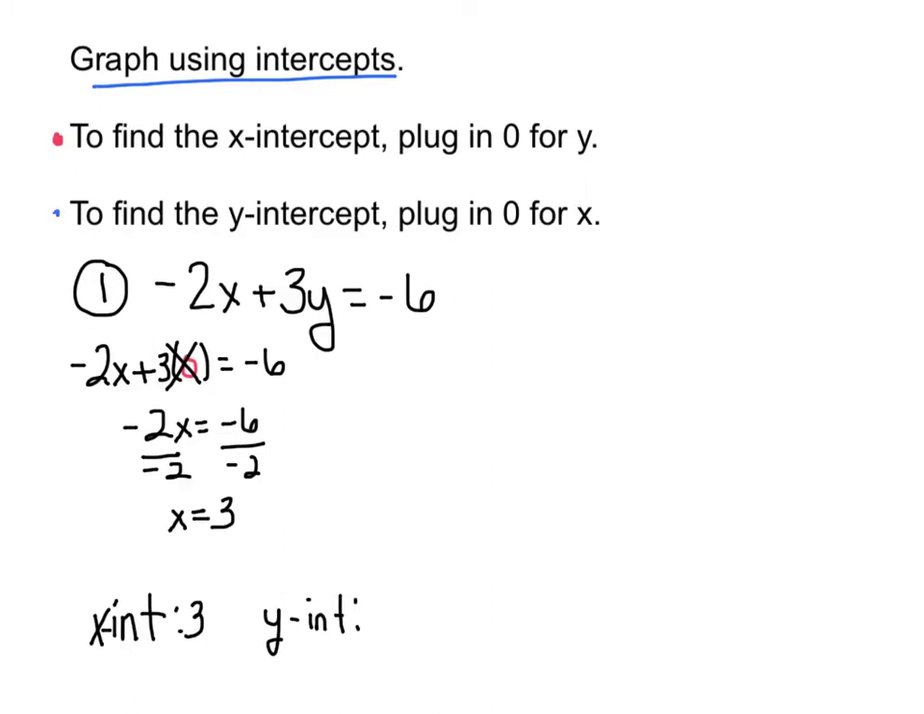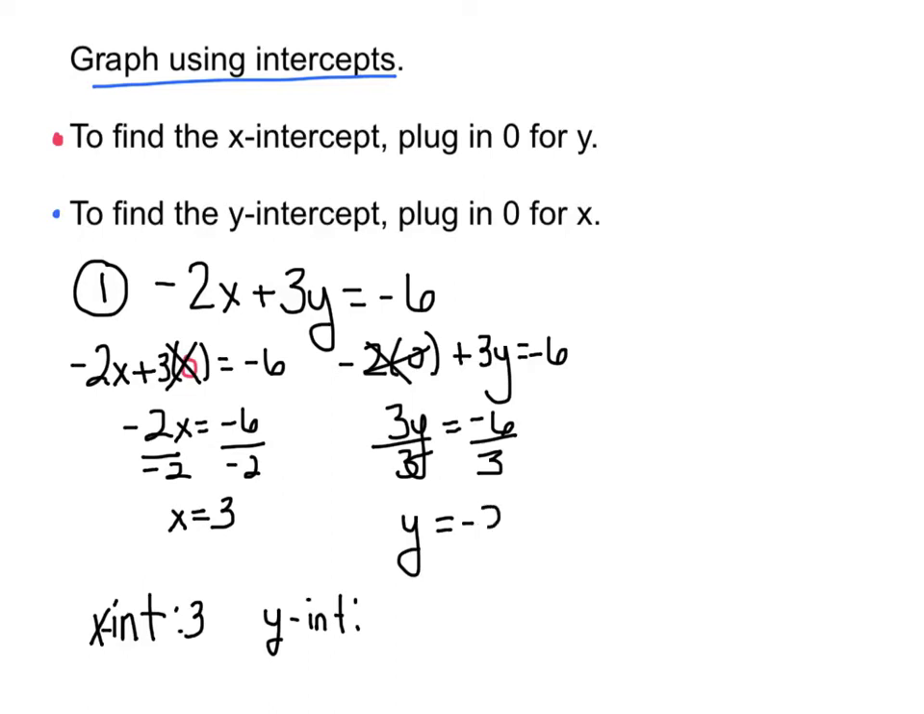Now the second bullet says to find the y-intercept, plug in 0 for x. So now I take my equation and I plug in 0 for x. Once again, negative 2 times 0, that's gone. So my equation is just 3y equals negative 6. Divide by 3, y equals negative 2. So what does this mean? My x and y intercepts are 3 and negative 2. That's where they cross the x and y axes.